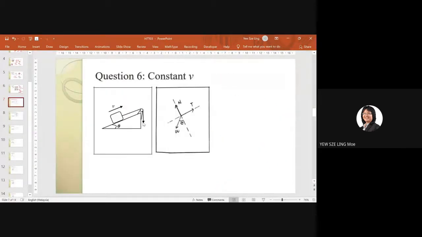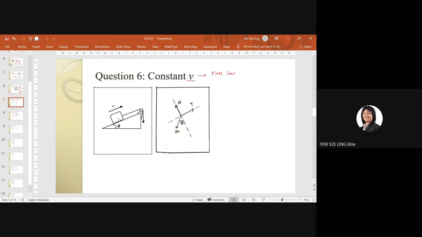Now, question number 6, the object is moving with constant velocity. Again, what do we know based on these keywords? If an object is moving with constant velocity, it means you're going to apply the first law as well. So at rest and constant v, we apply the first law. These are the keywords that you need to look for in the questions.